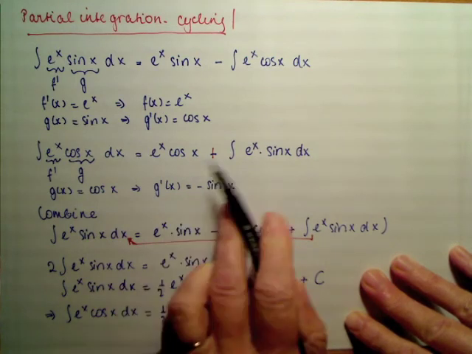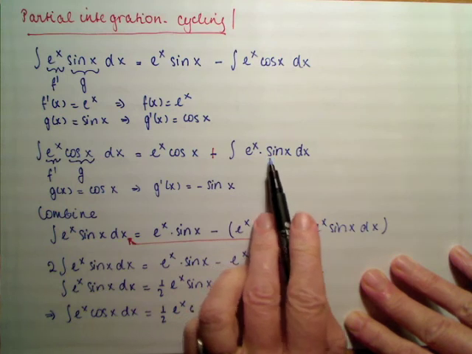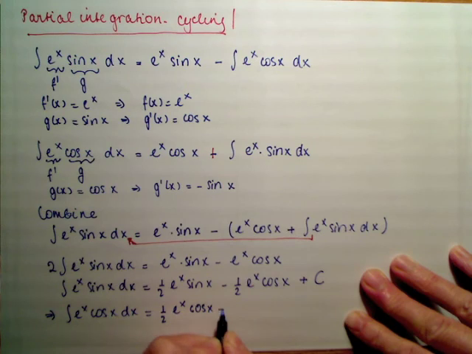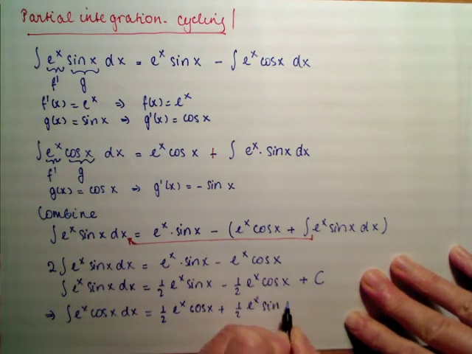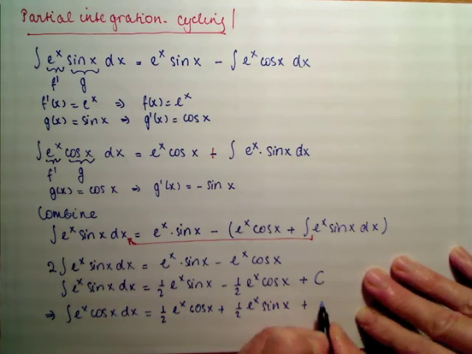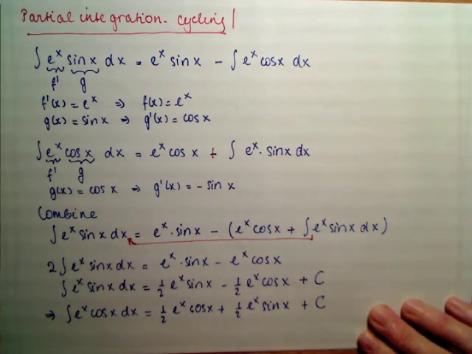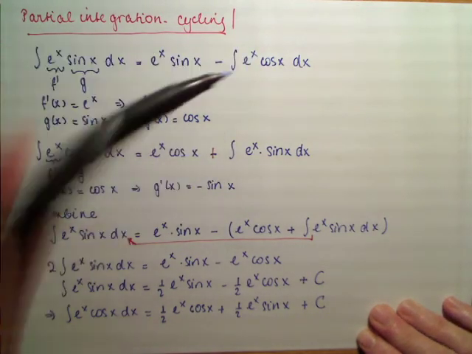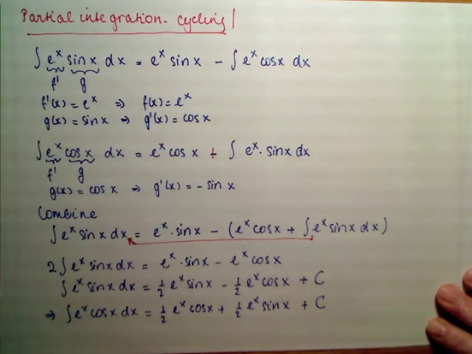e to the power x cosine of x plus 1/2 times e to the power x sine of x plus an arbitrary constant. If I did correctly, let me check. We get this plus, yeah. Okay, so if you don't believe me, of course you can check it by differentiating, which you always should do to check yourself as well.